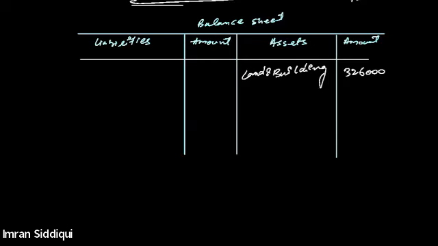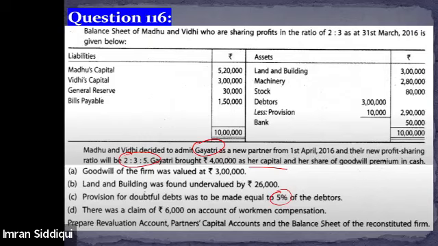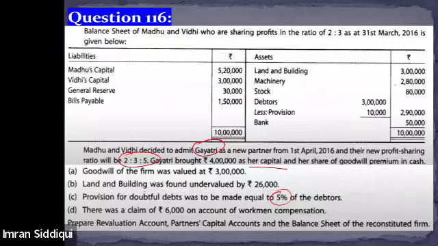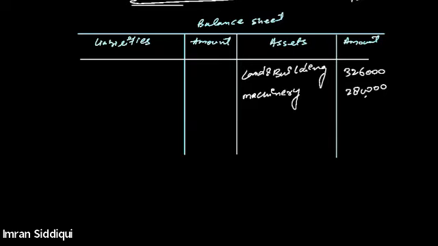Right, then we'll write down the value of the other assets. Then there is machinery. There is no change in the value of the machinery, so we can write down the value of the machinery as it is: machinery, 2,80,000 only. Then the value of the stock remains the same at 80,000. So we'll write down the value of the stock as it is, 80,000.